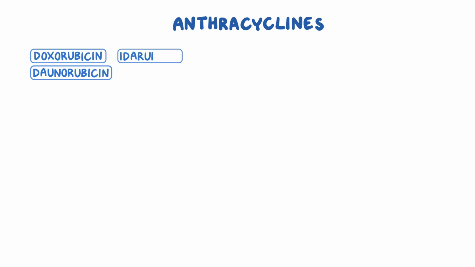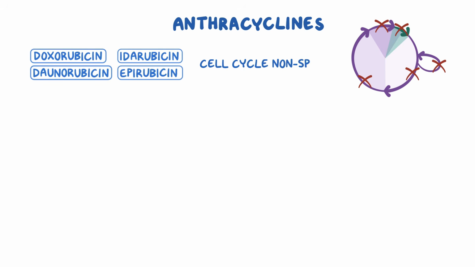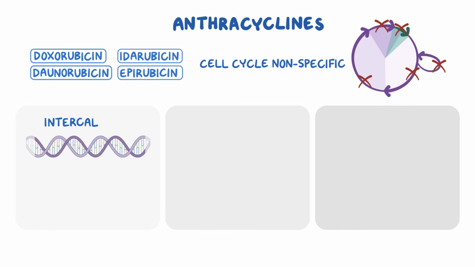Alright, moving on to the anthracyclines, which include doxorubicin, daunorubicin, idarubicin, and epirubicin. Anthracyclines are cell cycle nonspecific medications and act through various mechanisms. First, they intercalate with DNA, inserting themselves between base pairs and inhibiting RNA and DNA synthesis.